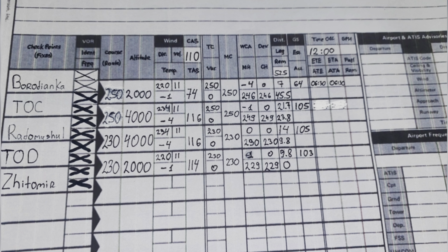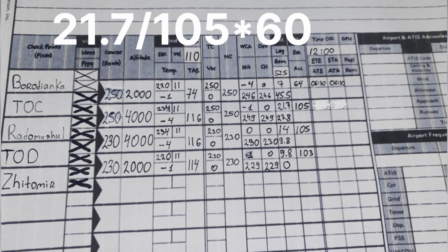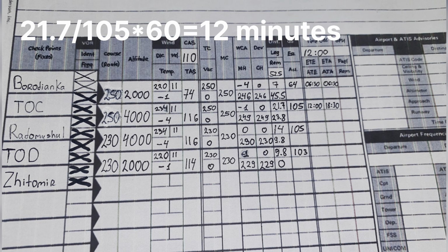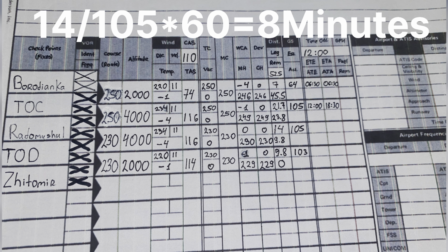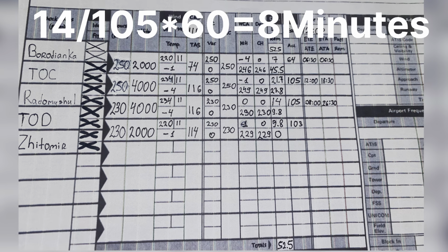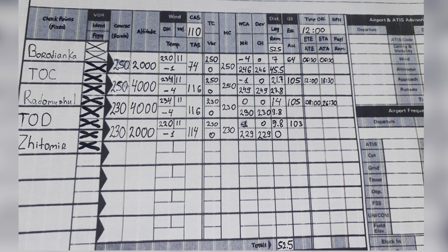At the second leg, distance is 21.7 miles. Ground speed is 105 knots. So the calculation for the time of this leg is: 21.7 miles divided by 105 knots and multiplied by 60. And our time for the second leg will be 12 minutes. For the next legs, the calculation is the same. So the third leg will be 14 nautical miles divided by 105 knots and multiplied by 60. It will be 8 minutes.